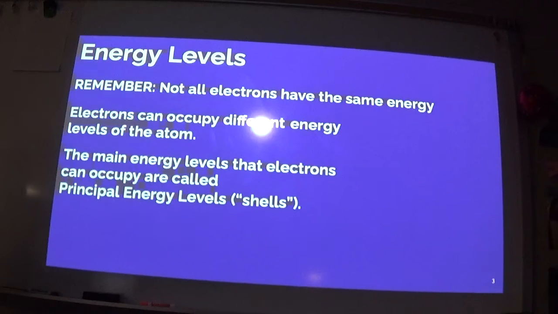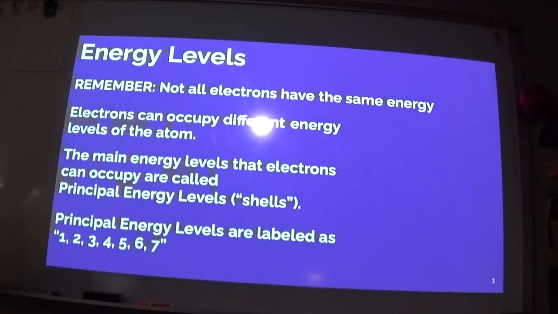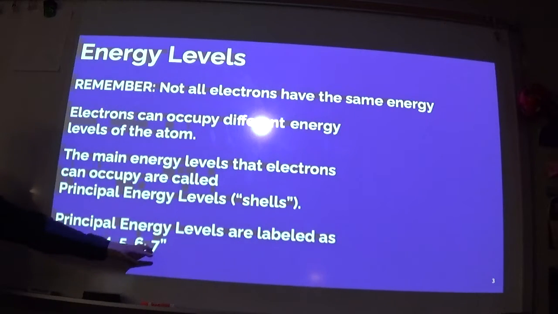The periodic table actually tells us how many shells there are. The number of shells for a low energy atom can go up to the number of rows on the periodic table. How many rows are on the periodic table? 7. That was on the test, right? Okay, so they can be labeled 1, 2, 3, 4, 5, 6, 7.